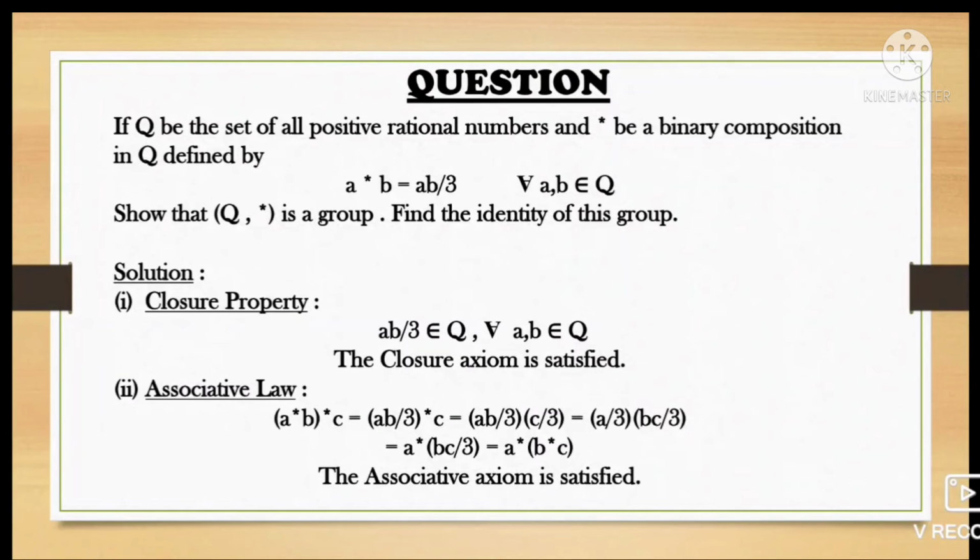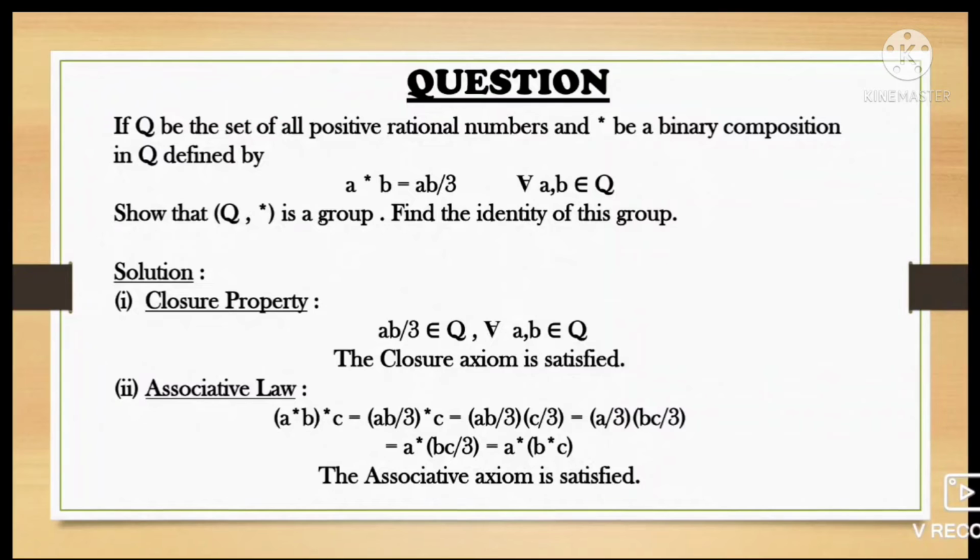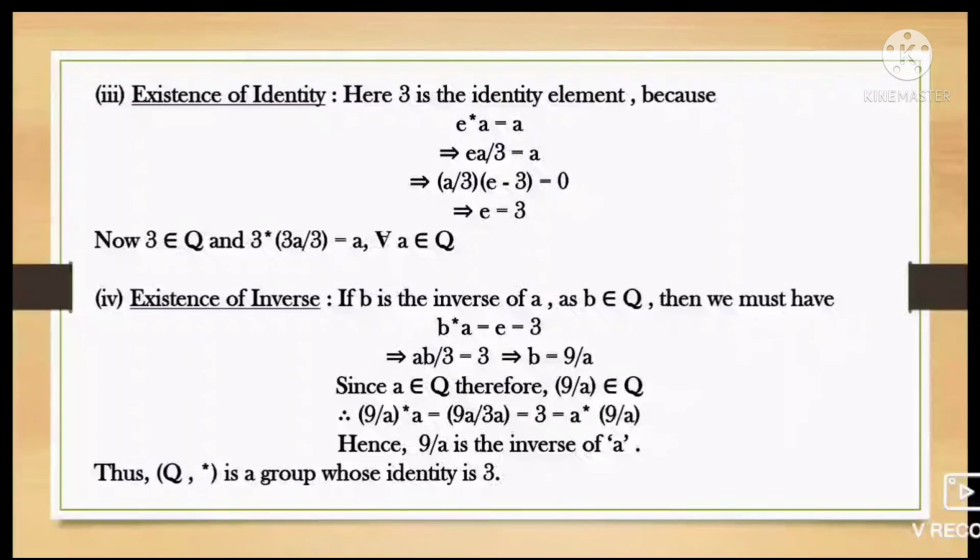Now second is the associative law. In this law, when we operate A star B on C, then through the question we can see that AB by 3 is operated on C, which will be equal to AB by 3 into C by 3, which we can write as A by 3 into BC by 3. Then we can see that it is equal to A operated on BC by 3. So we can write it as A star B star C. So the associative law is satisfied.